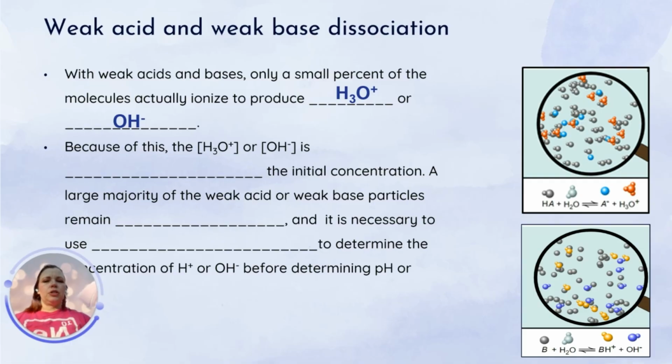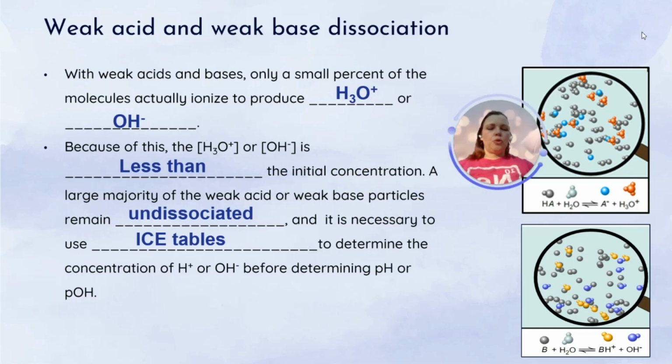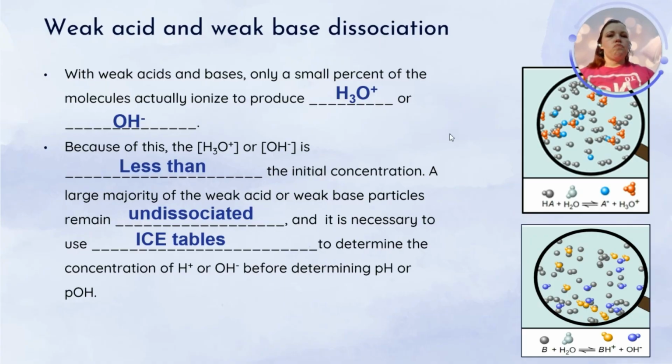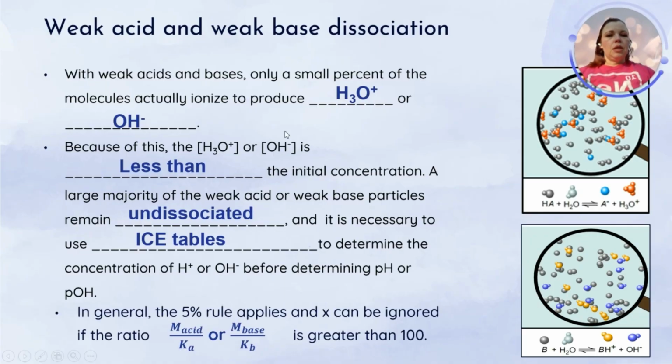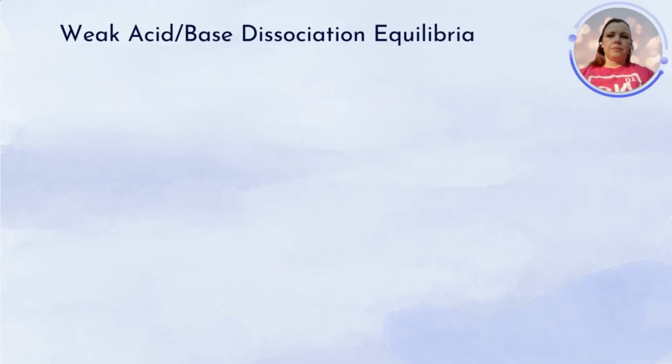Because of this, the concentration of H3O plus or the concentration of OH minus is less than the initial concentration. A large majority of the weak acid or weak base particles remain undissociated, and it is necessary to use ICE tables to determine the concentration of the H plus or the OH minus before you determine pH or pOH. So this is an application of equilibrium, and this is why this unit follows Unit 7. In general, the 5% rule does apply, and x can be ignored if the ratio of the molarity of acid over Ka or the molarity of base over Kb is greater than 100.